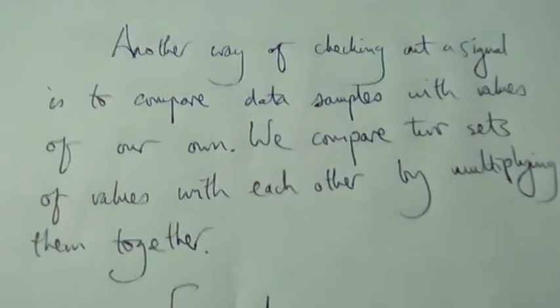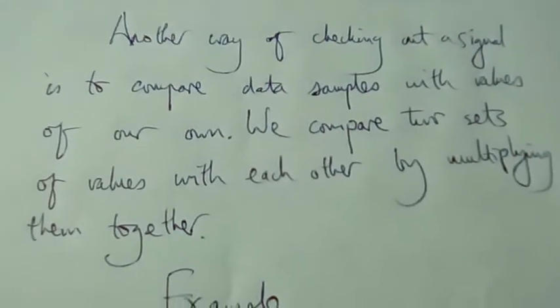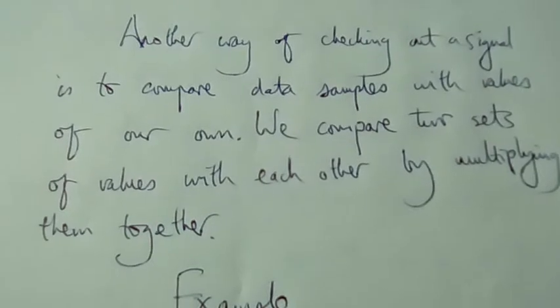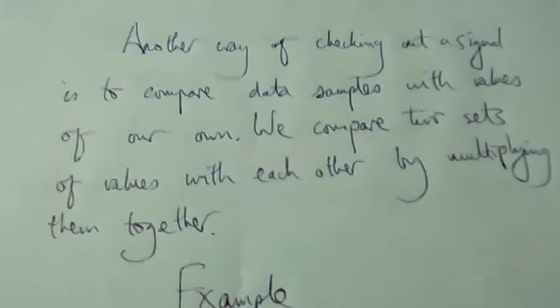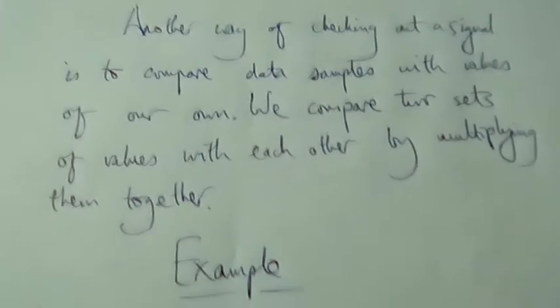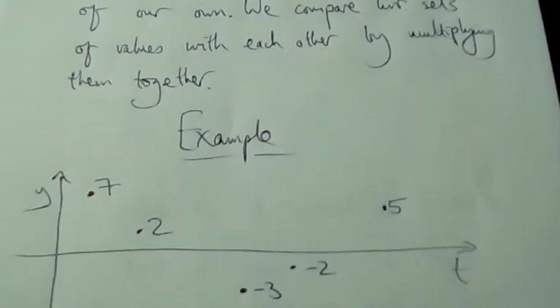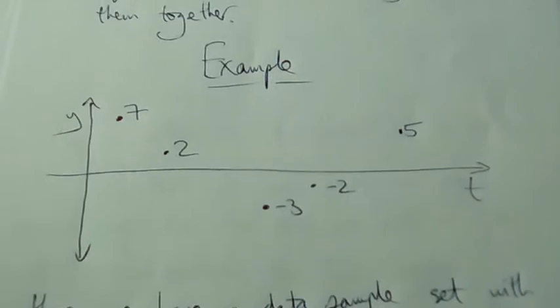Another way of checking out a signal is to compare data samples with values of our own. We compare two sets of values with each other by multiplying them together. Here's an example.